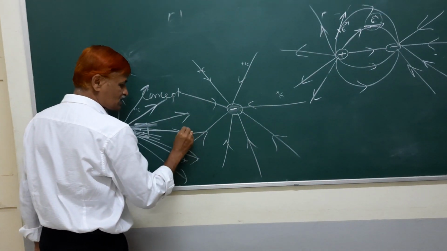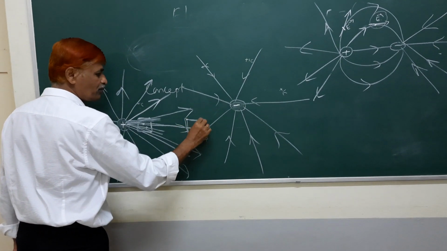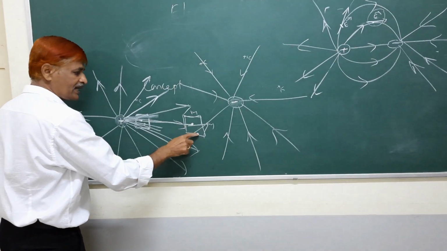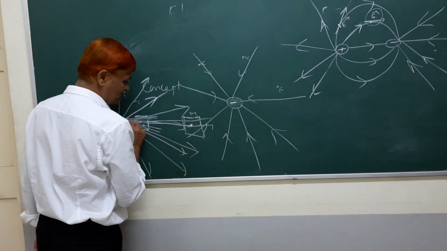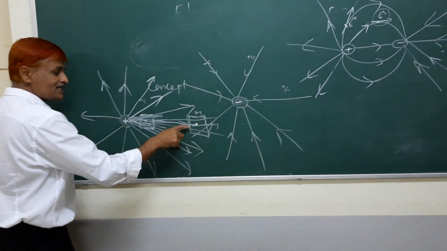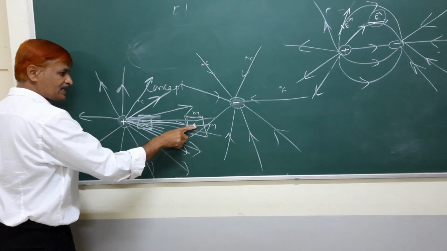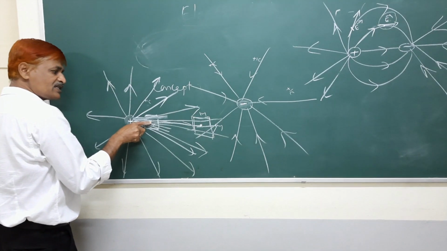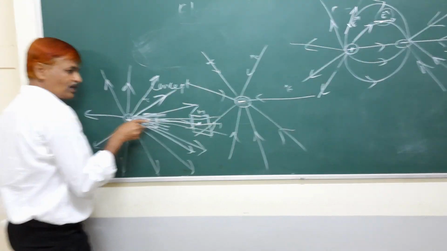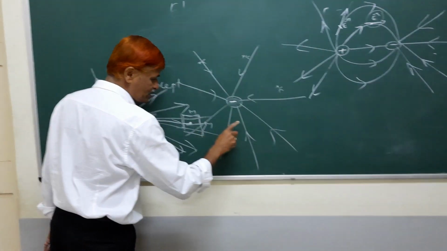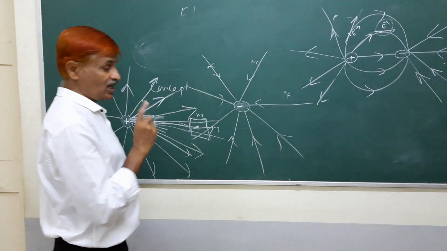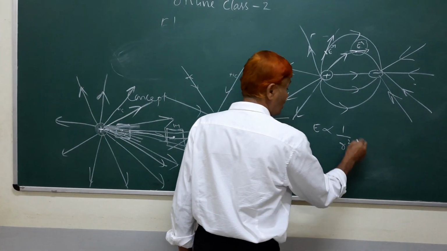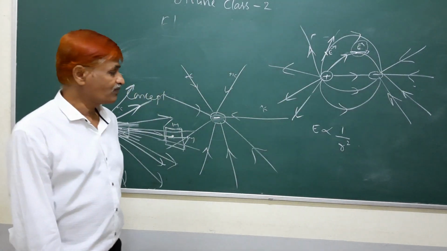If you go to this and take 1 meter square area, the number of lines of forces going through this area is less. For that reason, electric intensity is less. Electric intensity is more near the point charge. Electric intensity reduces as you move away from the charge. This is very useful to understand the variation of E with the square of the distance.